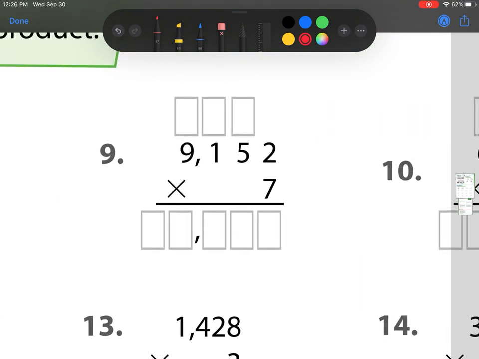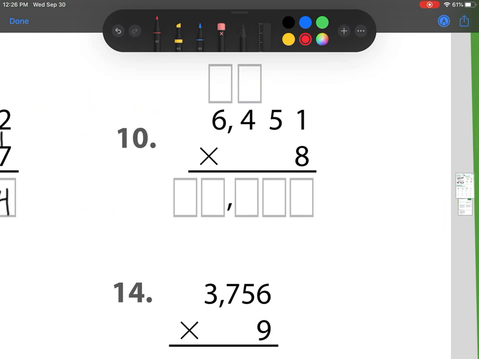Now let's head off to number 9. 2 times 7 is 14. Regroup that 1. 7 times 5 is 35, plus 1 is 36. Regroup that 3. 7 times 1 is 7, plus 3 is 10. So I put that 0 down, regroup that 1. And lastly, 7 times 9 is 63, plus 1 is 64.